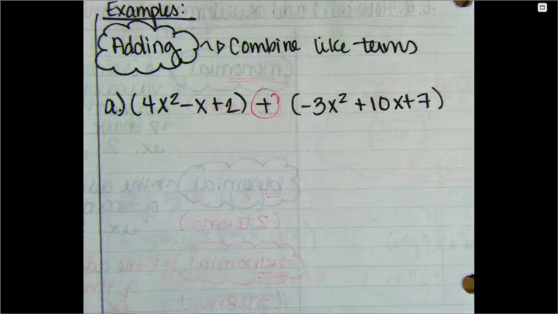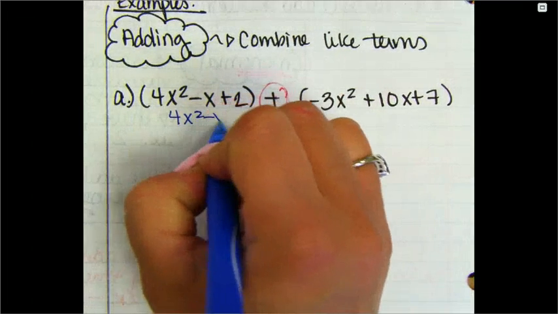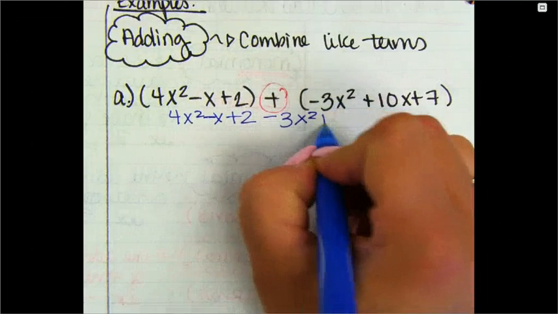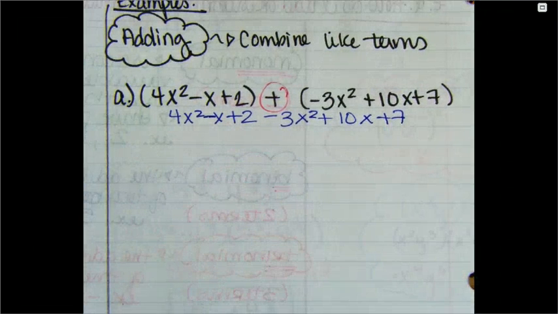You have an addition sign, yes? Because you have addition, you can ignore the parentheses. So what I mean by that is this. You're just going to have 4x squared minus x, positive 2, negative 3x squared plus 10x plus 7. I can drop the parentheses and I don't need them.